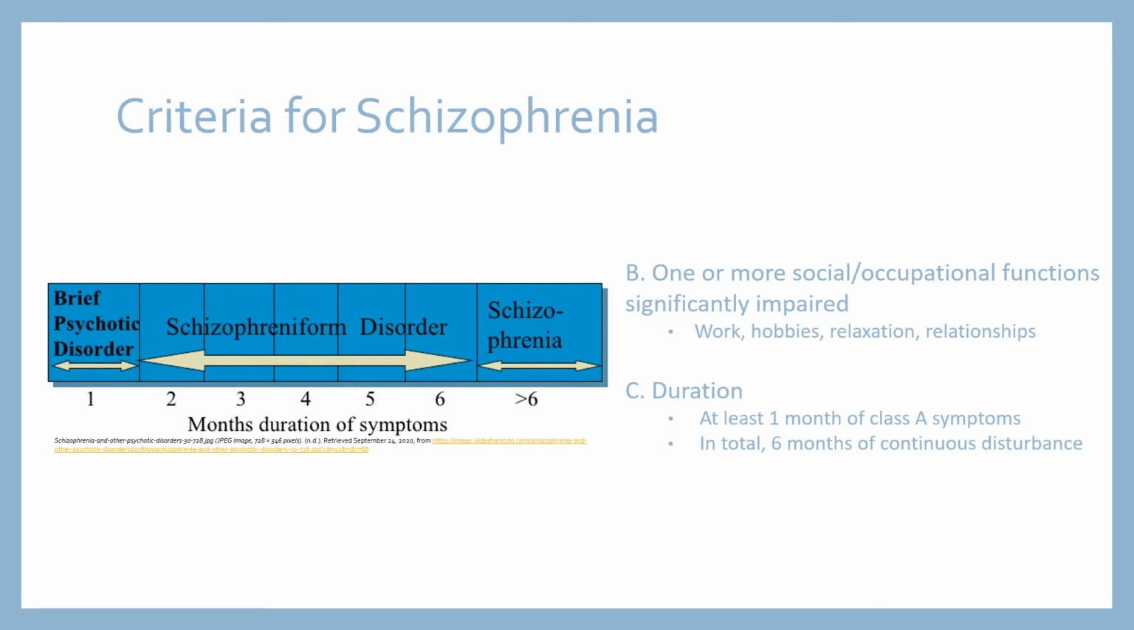And C is duration. So at least 1 month of class A symptoms that we talked about earlier, but that's not enough. In total, 6 months of these symptoms needs to be continuously observed for the patient to be diagnosed with schizophrenia. If you look at the picture here, 1 month in total would just be a brief psychotic disorder. Between 1 and 6 months is called schizophreniform disorder, and more than 6 is schizophrenia. And these are just how the diseases are classified.